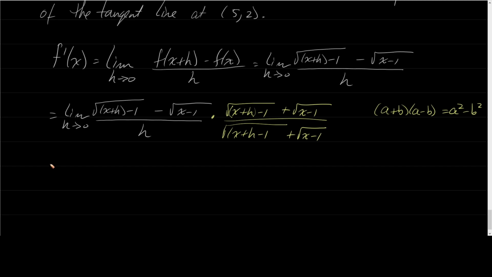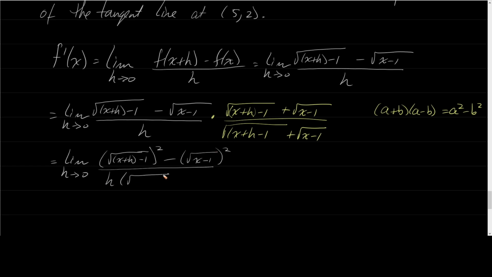So what I get now is the limit as h goes to 0 of a squared minus b squared. So it's going to be the square root of x plus h minus 1 squared minus the square root of x minus 1 squared. All of this over, don't distribute the bottom, leave it as h times the square root of x plus h minus 1 plus the square root of x minus 1. And I guess I could put parentheses there. It doesn't change anything.